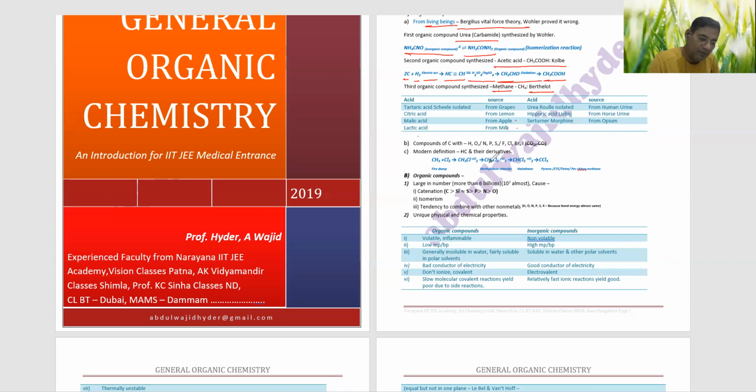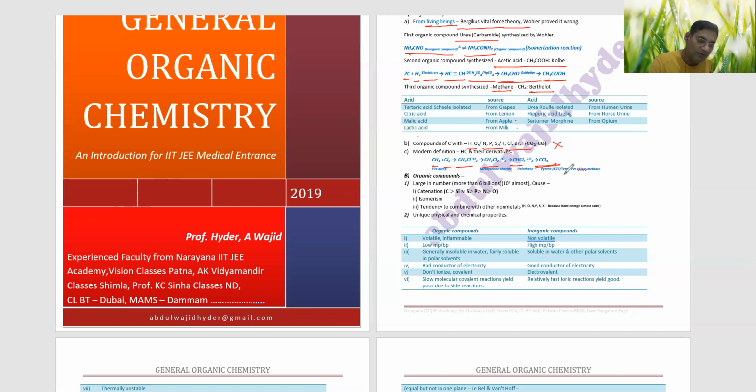And this also I told you that compounds of carbon with hydrogen, oxygen, nitrogen, phosphorus, sulfur, fluorine, chlorine, bromine, iodine are organic, but CO and CO2 are not organic. So that is why this definition was discarded, and they gave a modern, more accurate definition: hydrocarbons and their derivatives are called organic compounds. See, this reaction is already done. If you take CH4 and it reacts with chlorine in presence of sunlight, it will give you CH3Cl, then CH2Cl2, CHCl3, and finally perchloromethane, that is carbon tetrachloride, or pyrene, that is CCl4.